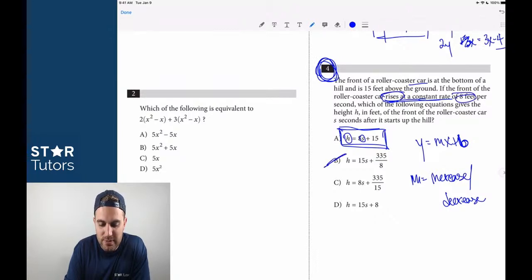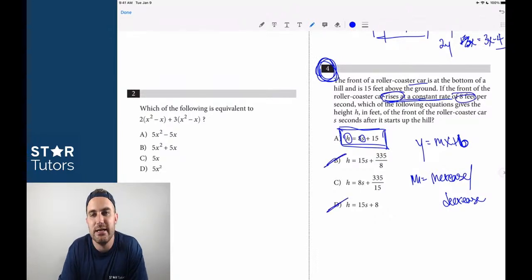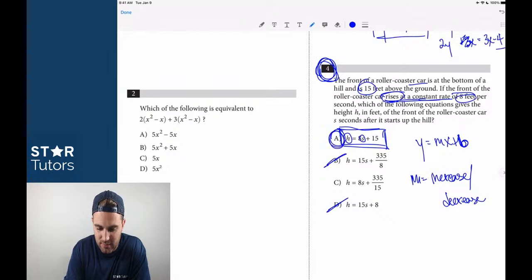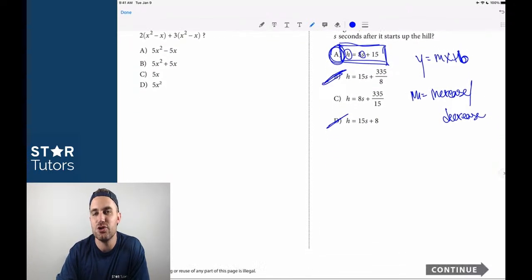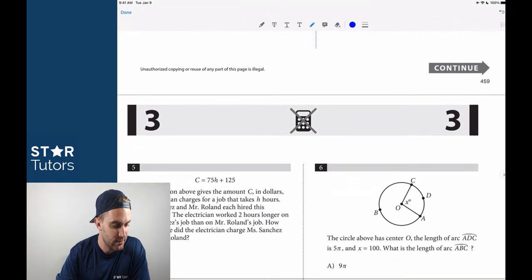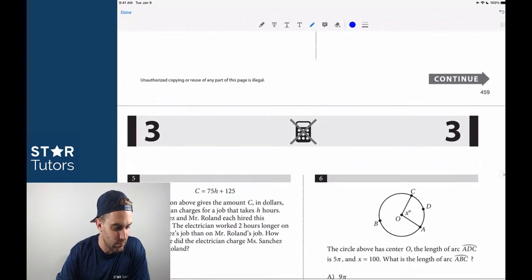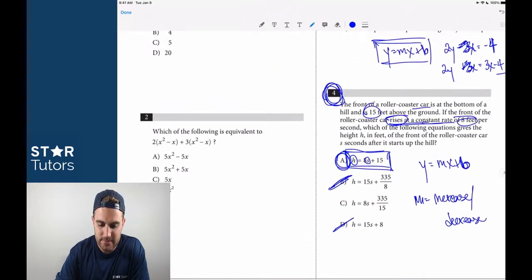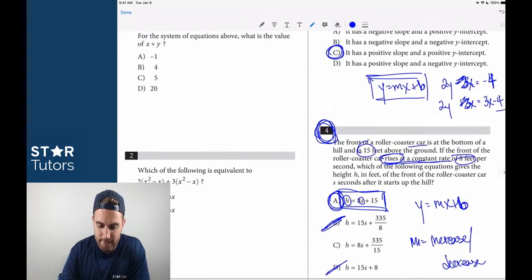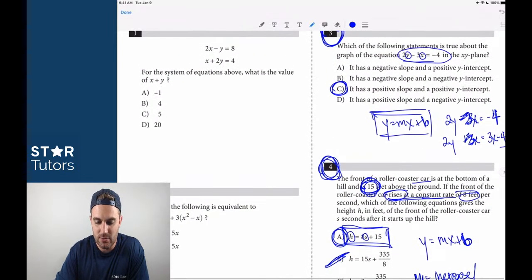So we should be eliminating answer choices B and D immediately. Okay, which is the following because of the height in feet, and it starts 15 feet above the ground. So it should be just A, right? But B and D on everybody's test should be immediately crossed out. Does that make sense? Because 15, right, is above the ground. That's where it starts, and then it goes down.